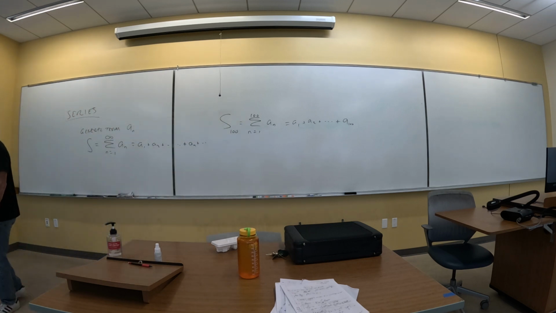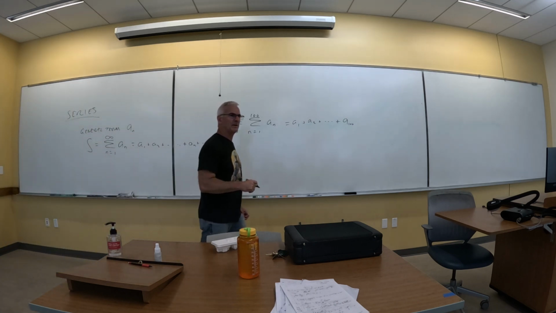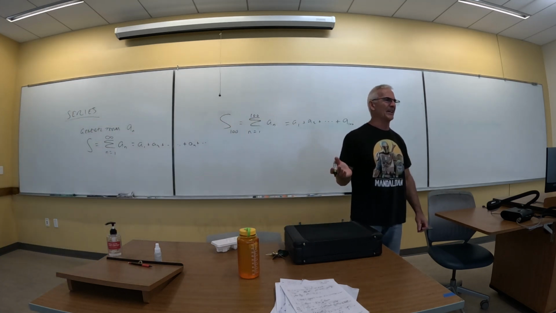It's called the 100th partial sum. Now we're assuming we're starting at 1. That makes sense. I have a first term, second term, third term. But it turns out you can actually start anywhere you want. You're probably not starting at a negative number.